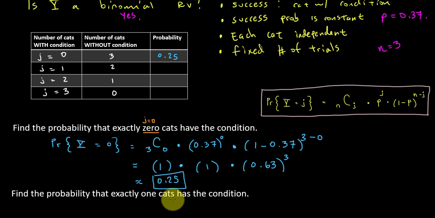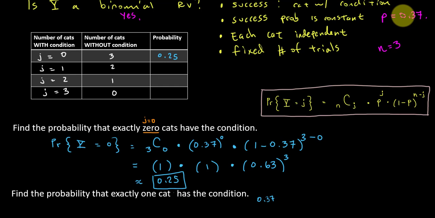Moving right along, let's find the probability that exactly 1 cat has the condition. Okay, so notice the answer here is not 0.37. That is not the answer.